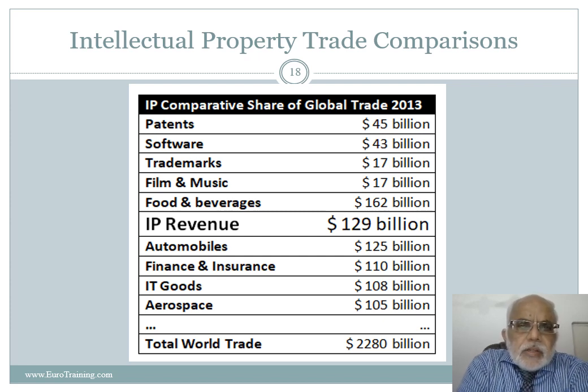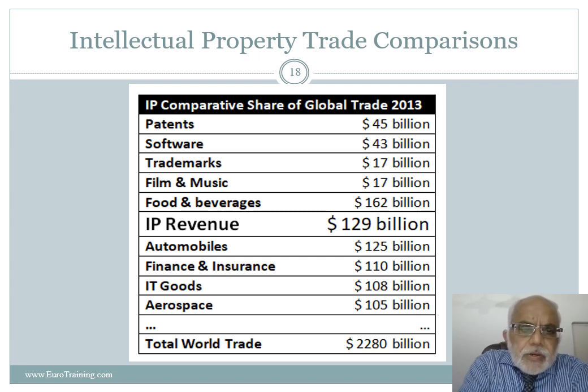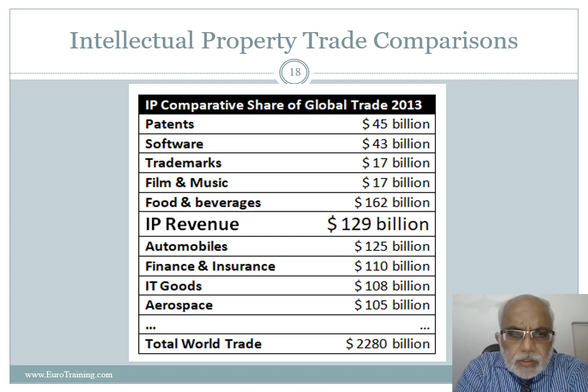Now, if you look at the intellectual property trade comparisons, in which business area is there more intellectual property business? Patents, 45 billion. This is 2013 data. Patents, 45 billion business. Software is 43 billion. Trademarks are 17 billion. Global trade. Film and music, 17 billion. Food and beverages, 162 billion. Intellectual property, including probably trademarks. Brands, 162 billion. And total IP revenue, intellectual property revenue, 129 billion in the US, 2013.